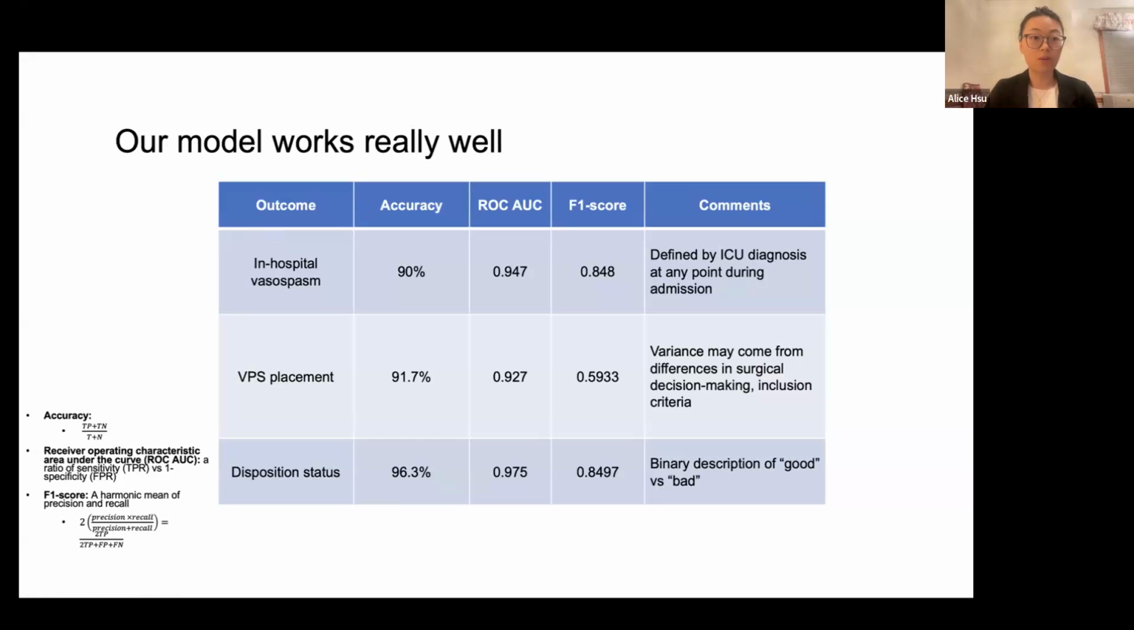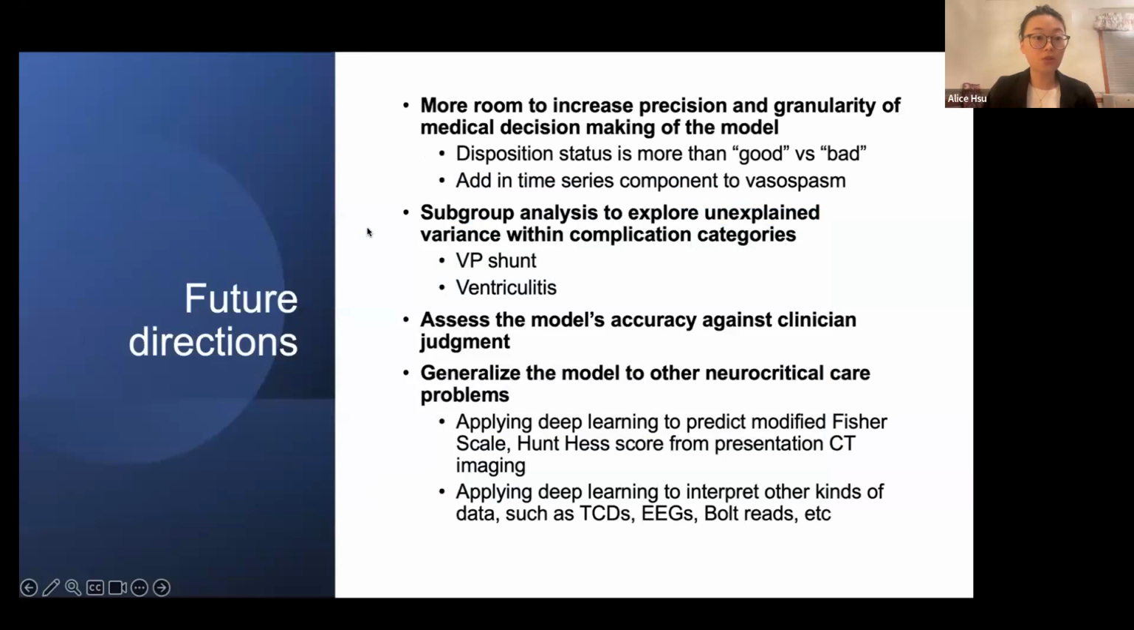So one place where we think that we could improve this model is to train our model on more options, and look at whether or not there is a difference between patients going home without home health versus with home health, versus if they weren't going home, if they were going to inpatient rehab or SNF or otherwise. And so in terms of future directions, there's more room to increase the precision and granularity of medical decision-making.